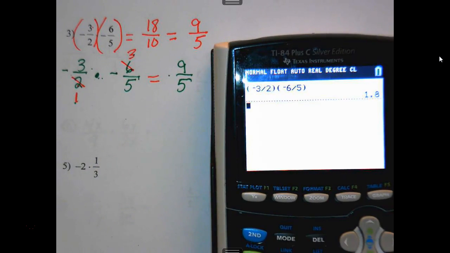And just hit enter. Now I get a decimal, right? And these calculators, you can change that decimal back into a fraction. Just hit math, enter, enter, and you get 9/5. Okay. So 3 different ways to do these.